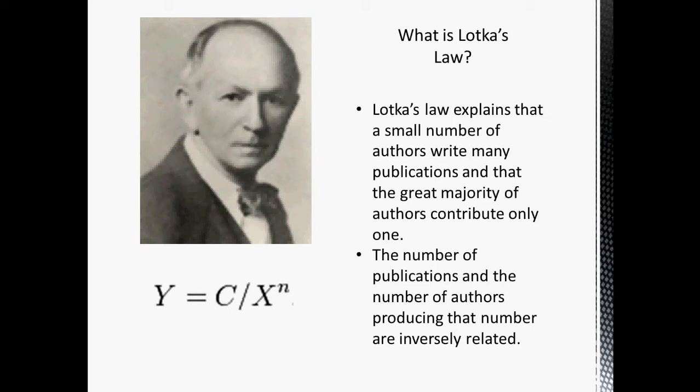It states the number of authors making n contributions is 1 over n to the power of a, of those making 1 contribution, where a is nearly always equal to 2. More plainly, the number of authors publishing a certain number of articles is a fixed ratio to the number of authors publishing a single article. As the number of articles published increases, the authors producing that many publications become less frequent. In essence, Lotka's law explains that a small number of authors write many publications and that a great majority of authors contribute only 1. The number of publications and the number of authors producing that number are inversely related.